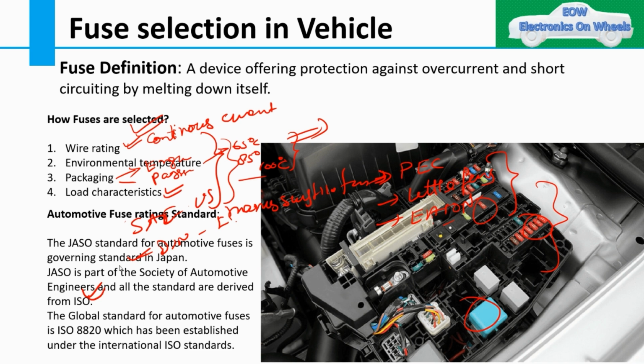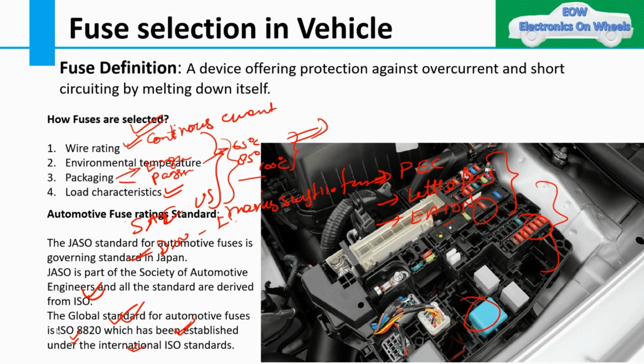So in that also, ISO, we have the particular standard by which all the JASO or DIN or SAE standards are derived. So for automotive fuse, the global standard is ISO 8820, which has been established under the international ISO standards. So this is the ISO 8820 standard which is used for the selection of automotive fuse. I hope you are clear on this.